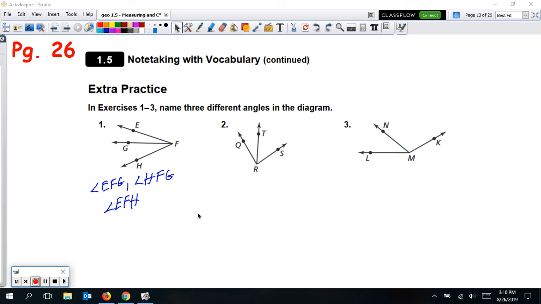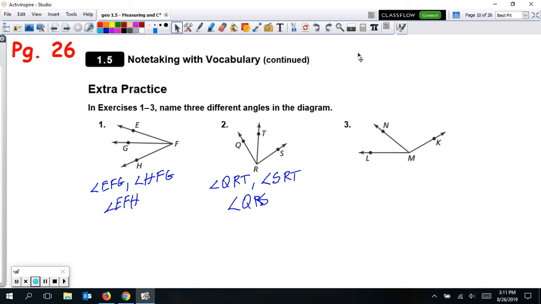All right, hopefully you've paused it, and you're starting again to check that. So we could have QRT, and you could have said TRQ as long as R was in the middle. That would have been okay. So that's that angle. Another one is SRT, or you could have said TRS. That would have been the same angle. And the last one is QRS, the big one. So QRS this way, or you could have said SRQ. Either one would have been fine.